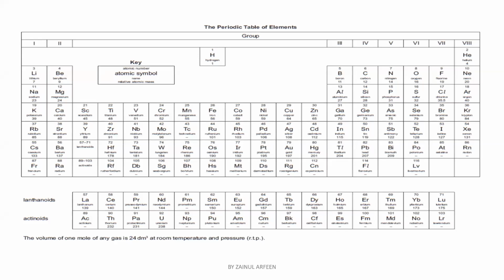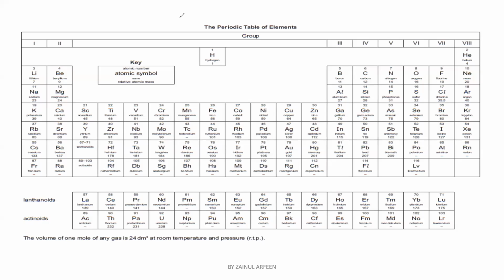So today's topic is related to the periodic table and the arrangement of elements on the basis of atomic number. You just have to learn the first 20 elements, and you don't have to memorize in the exam. You will have the periodic table, but it's better if you memorize the first 20 elements, so you can quickly do the questions related to this topic.